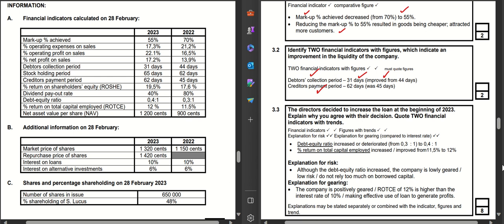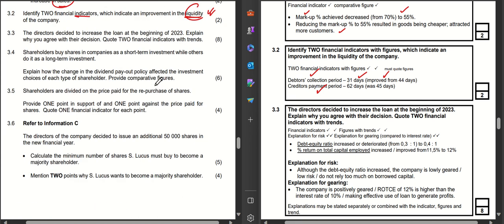And then question 3.3 reads, let's go back to 3.3. It says, the directors decided to increase the loan. Once you hear the loan, there must be financial indicators that begin to ring in your mind already. You can see here, debt equity, percentage return on total capital employed. All right? So once you hear the loan, you have to think about these financial indicators. It says the directors decided to increase the loan at the beginning of 2023. Explain why you agree with their decision. Quote two financial indicators with trends.